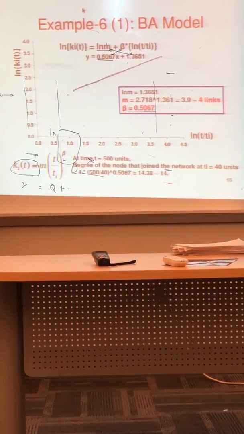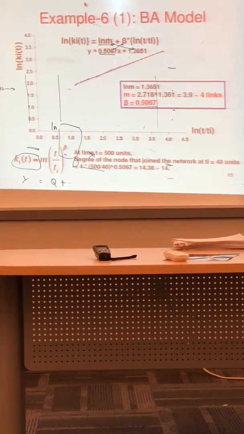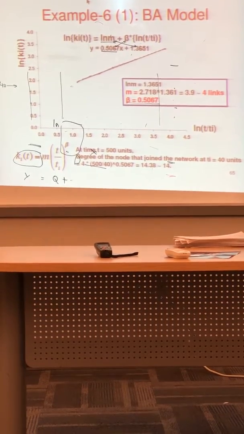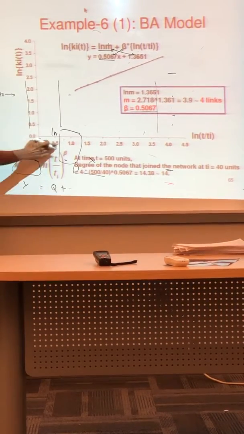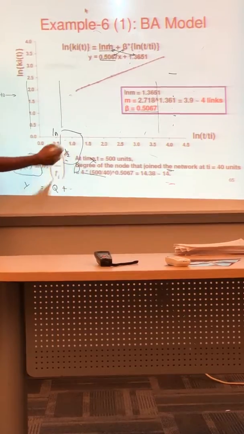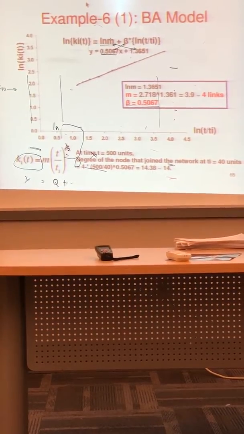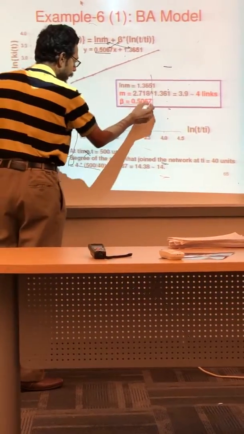And first of all, it makes sense because this is according to the BA model. What was the formula? The original formula was, like I said, always beta is going to be half, right? And it's close to half. As I said, this is experimental data.